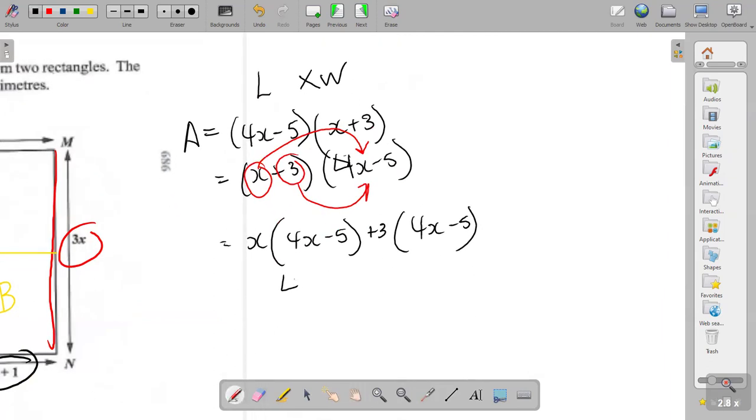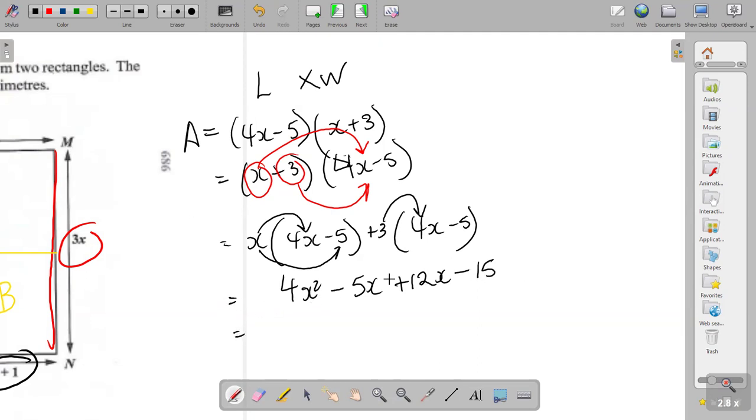So there we go. x times 4x is 4x squared. That's what I did here. x times 5, you bring on the minus, it's minus 5x. Everybody following? Everybody okay? Next one, 3 times 4x is plus 12x. And you see the minus, 3 times 5 is 15. So what do I do next here?